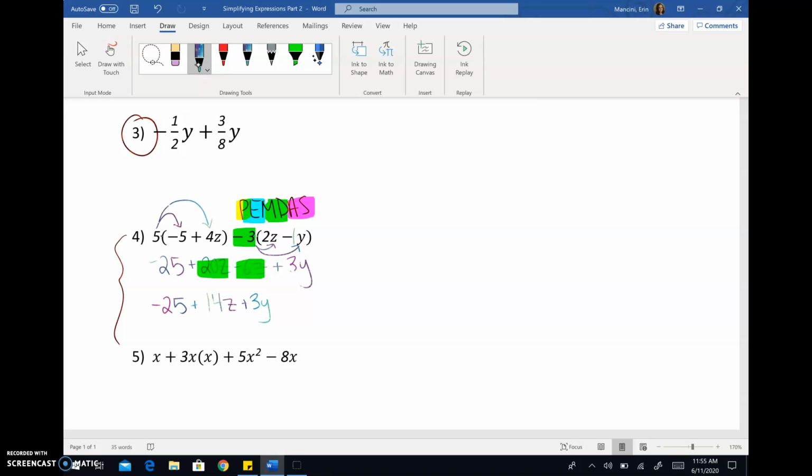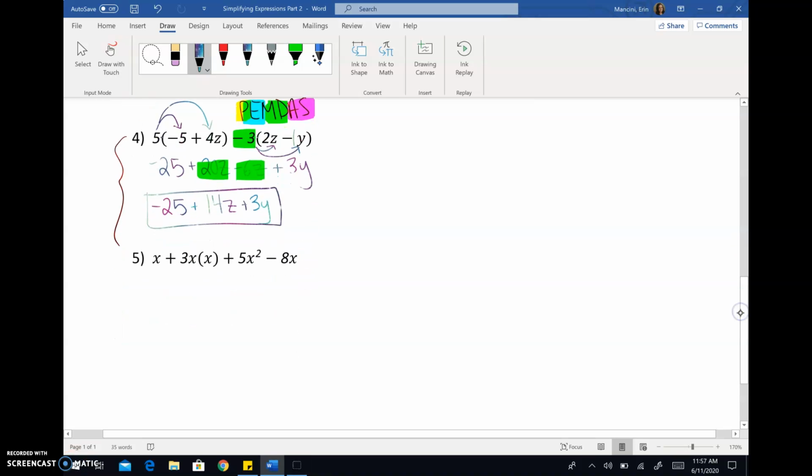Okay, so you've cleaned that up as much as you can. There's no equal sign, so you can't solve anything. You're just getting a more simple expression, and this would be your final answer. And we're going to do number 5 together as well, at least part of number 5. And the reason is I threw something a little bit different here.